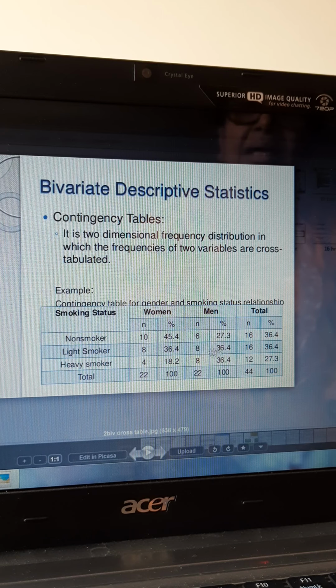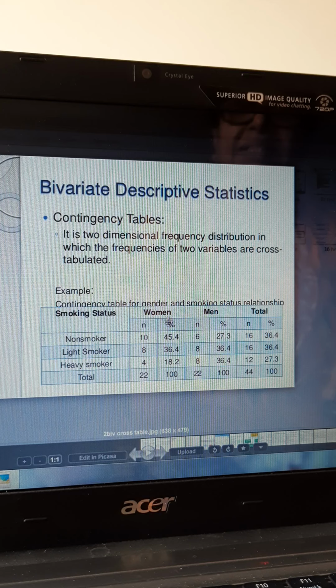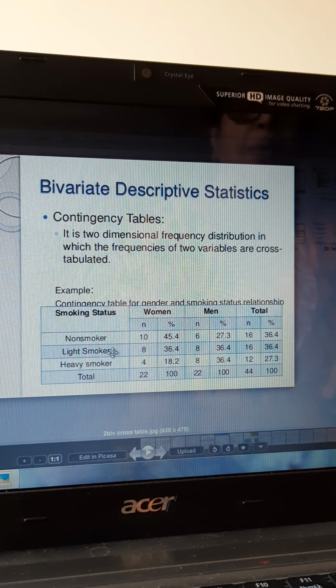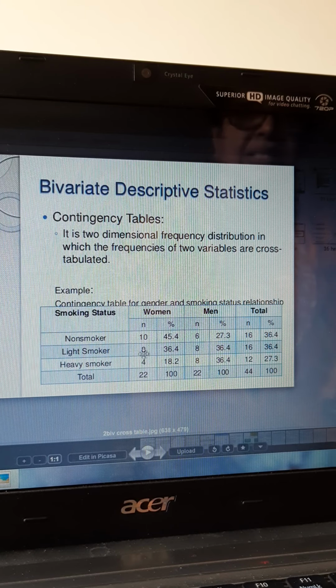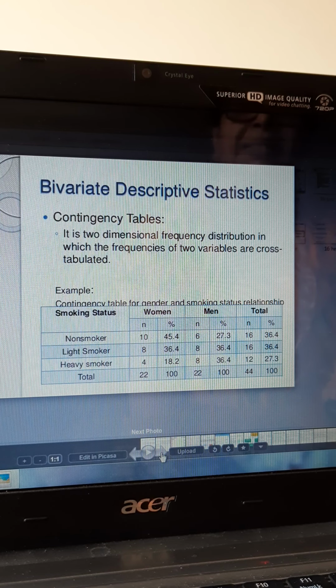Okay, so if you see the numbers, 10 and 6, 8 and 8, you see this? There are two variables, and they have done a cross table between men and women and they have divided them into three different kinds of smokers: heavy smokers, light smokers, non-smokers. Heavy smokers mean they will say 2 or 3 packets per day. Light smokers means 1 or 2 cigarettes per day. Like that they would have defined and taken the answers. Okay, this is just an example for cross table.